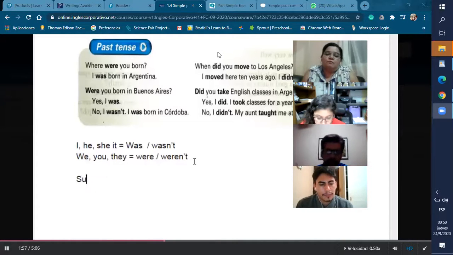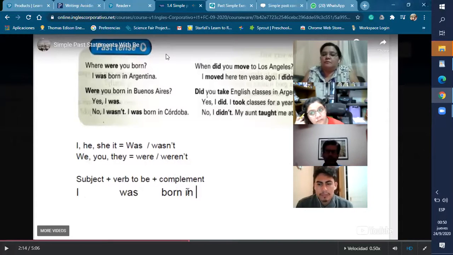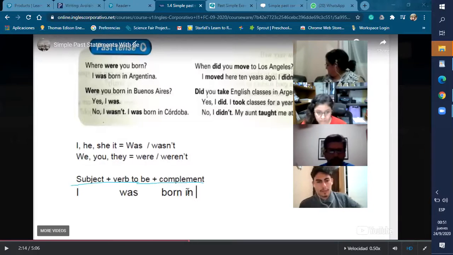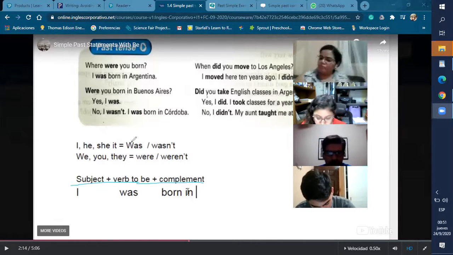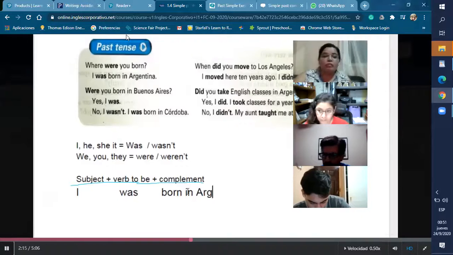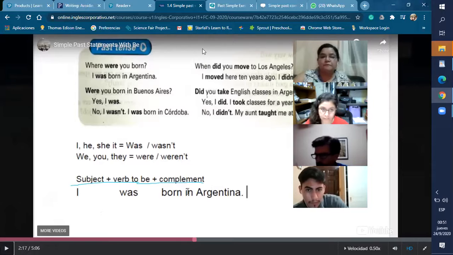So let me quickly explain what the structure looks like. We're going to have a subject plus the verb to be in the past, and then some sort of complement. The example is, I was born in Argentina. Guys, can you do me a favor and please write the structure? Subject plus verb to be plus complement. Yes, that is only for the verb be. For all the other verbs, it's this structure, right? The one here. Okay.